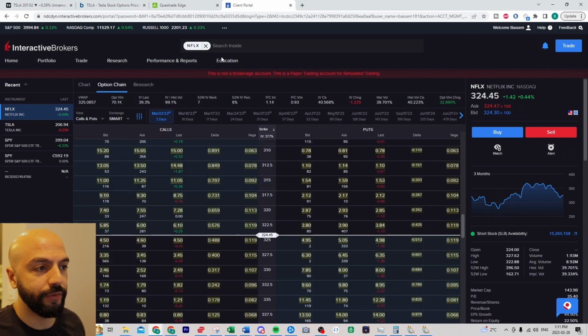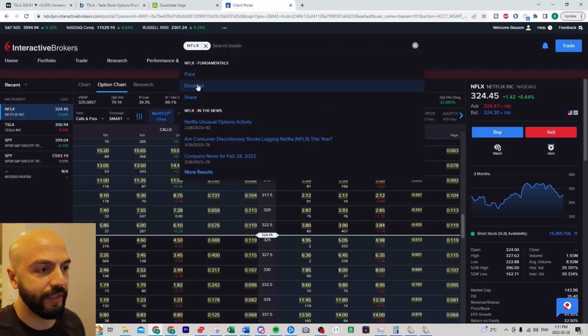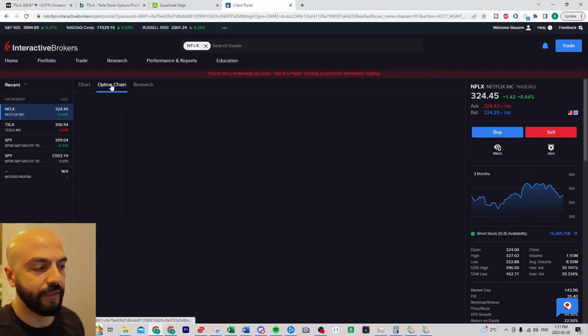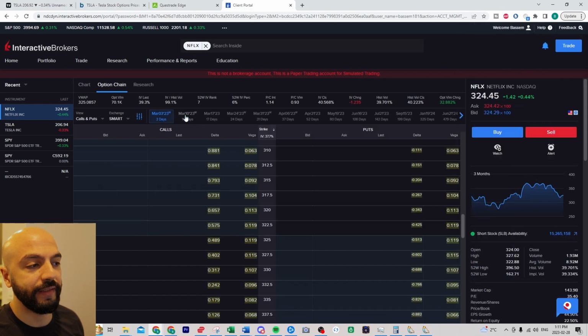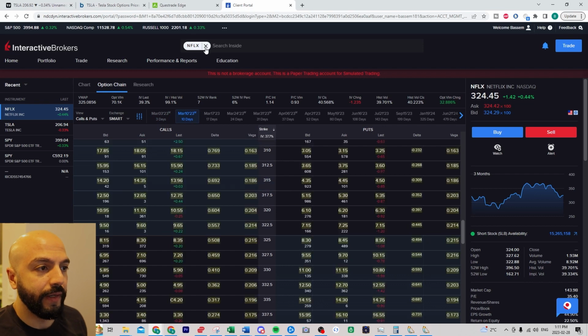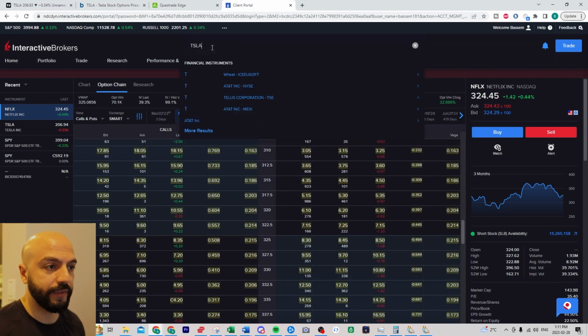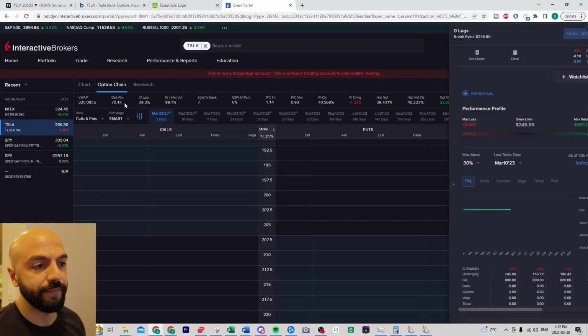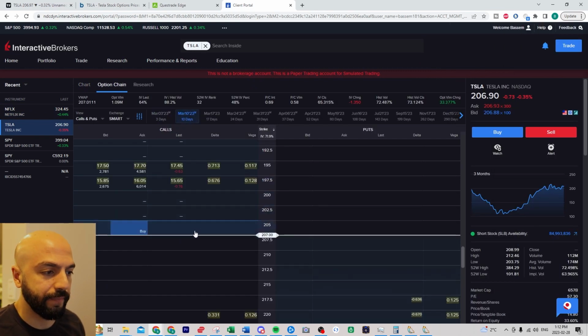What you want to do, you can search Netflix up at the top. You can click on Options Chain instead of the chart. Click on Options Chain. You can select the date of expiration, so we'll go March 10th. Let's do Tesla first. We'll do Tesla here, Options Chain, March 10th.